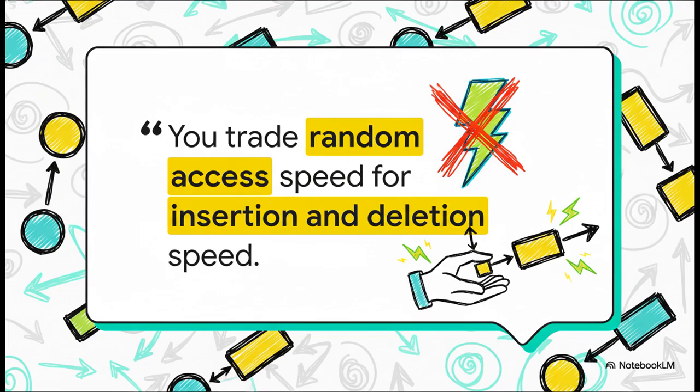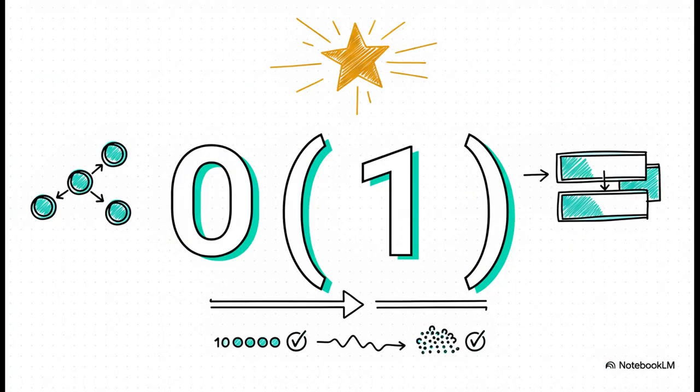You give up the ability to just jump to any element instantly, what we call random access, and in return, you get lightning-fast insertions and deletions. In computer science, we have a name for this incredible speed: O(1), or constant time. And let me tell you, it's the holy grail of efficiency. It means an operation takes the exact same tiny amount of time, whether your list has 10 items or 10 million. It is literally the fastest an operation can possibly be.